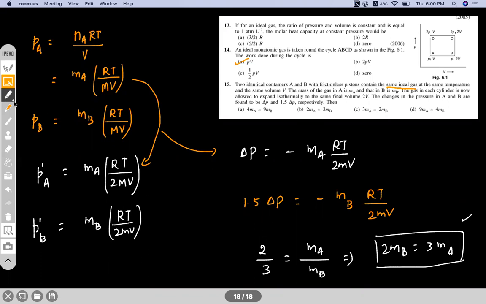Option C is correct for this one. Yeah. Now the next is, we'll discuss enthalpy and then again we'll do some questions.